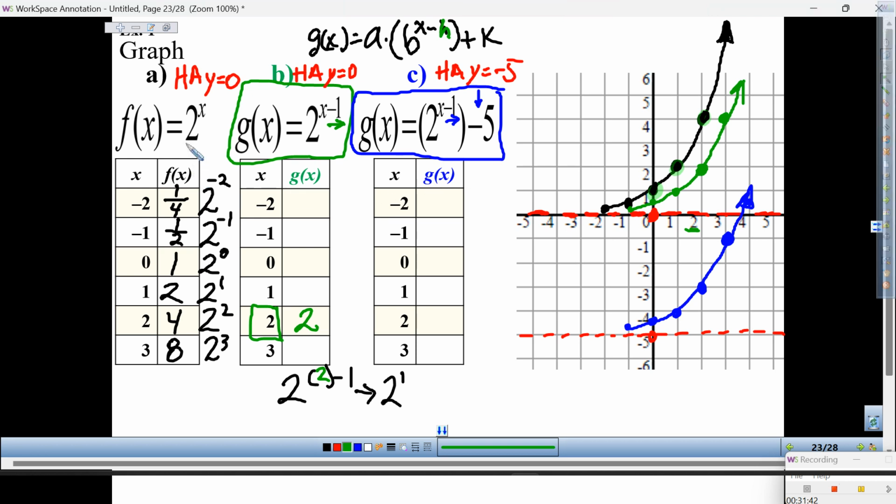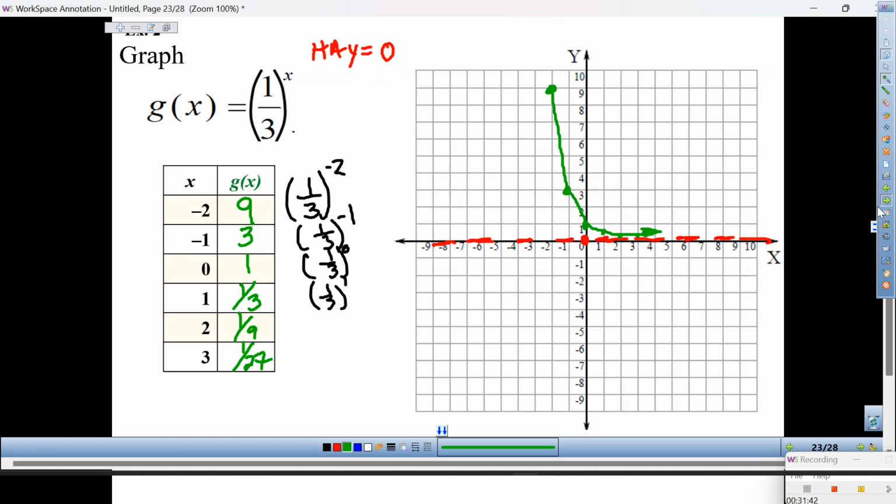Observation. Look at the base. What is this base? 2. Started down here and it went up. What is the base on this one? 1/3. It started up and it went downward.